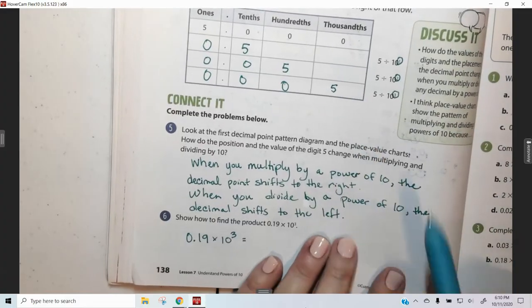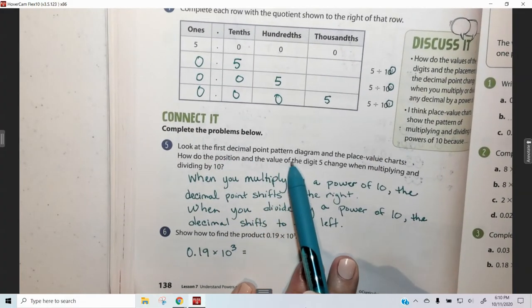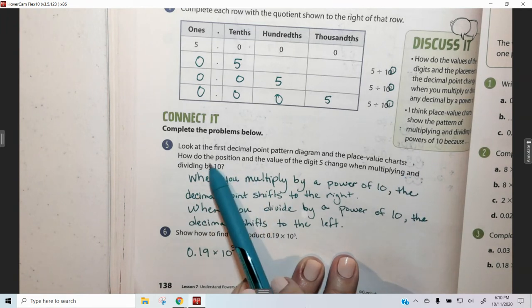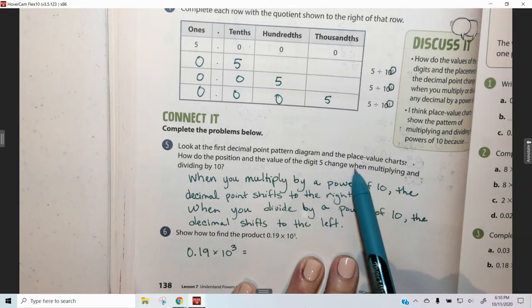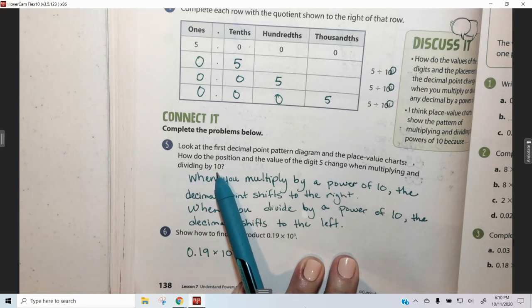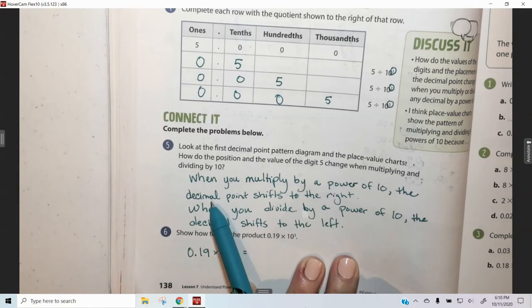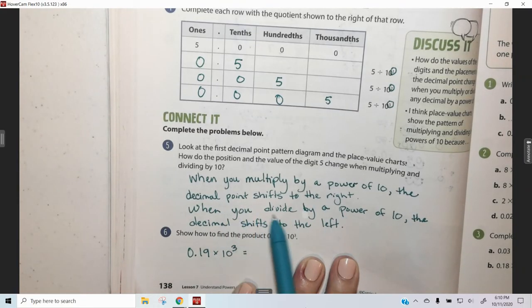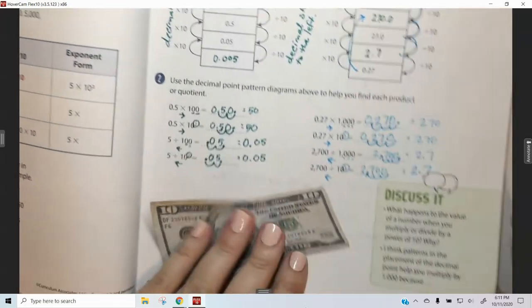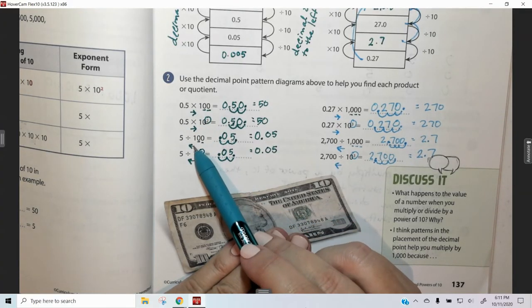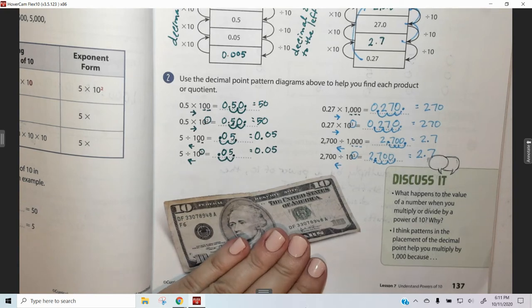So number 5 says, look at the first decimal point pattern diagram and the place value charts. How do the position and the value of the digit 5 change when multiplying and dividing by 10? So I wrote, when you multiply by a power of 10, the decimal point shifts to the right. When you divide by a power of 10, the decimal point shifts to the left. And that goes along with this as well. When you multiply, the decimal point shifts to the right. When you divide, the decimal point shifts to the left.